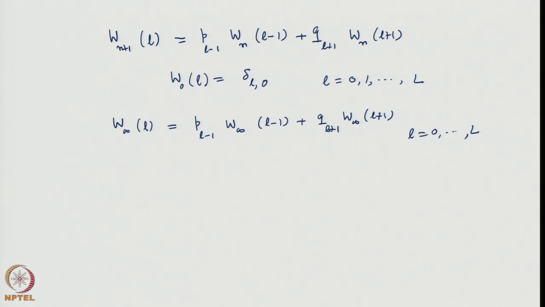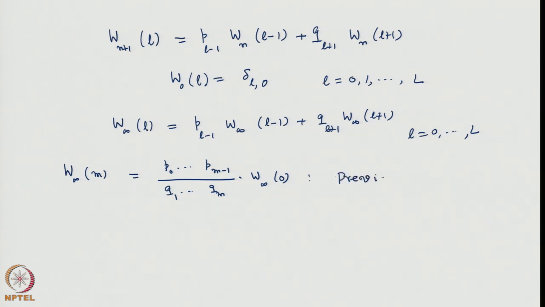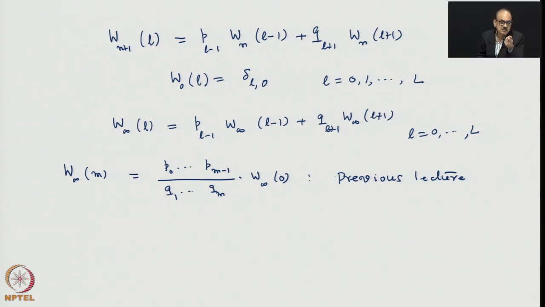So, we showed in our previous lecture that in general, the equilibrium solution W_infinity to any mth state will be P_0 to P_{m-1} divided by Q_1 to Q_m times W_infinity(0). This was proved in the previous lecture. So, we make use of this result, although one can do an exercise by actually arriving at it independently for this problem also.